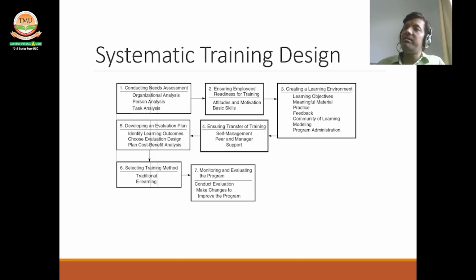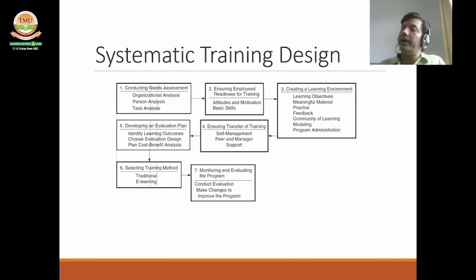Because if sessions have been organized, if training programs have been organized, but the trainees are not learning anything, then they are useless. They are worthless. You have just wasted your money, your time and energy, but no results have been derived. So this is very important on the part of our HRM or organization, to ensure transfer of training. Point 5, developing an evaluation plan.